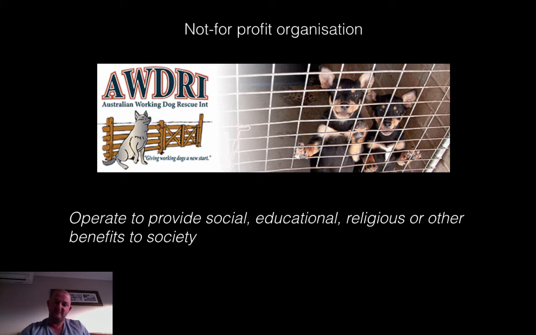And an example of a not-for-profit organisation is the Australian Working Dog Rescue. So I selected that today because I've got a little chap next to me here. He is a working dog that was rescued off a farm. That's an example of a not-for-profit organisation. So they tend to operate to provide a social, educational, religious, or any other benefit to society. So you're thinking organisations like the Salvation Army, Red Cross, organisations like that.